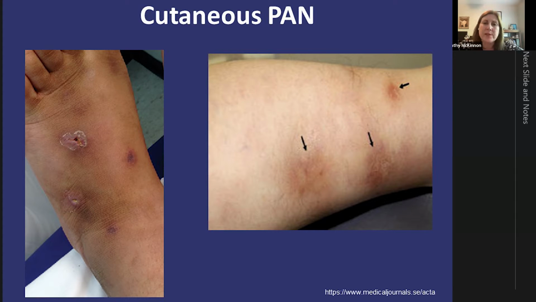Cutaneous PAN, as was alluded to in the quiz before, is inflammation and vasculitis that's isolated to the skin. This can cause ulcerations of the skin, and oftentimes non-healing ulcers are an indication someone may have PAN, or nodular lesions that are tender, bumps that you can feel below the skin, also that can persist for weeks or months without treatment.